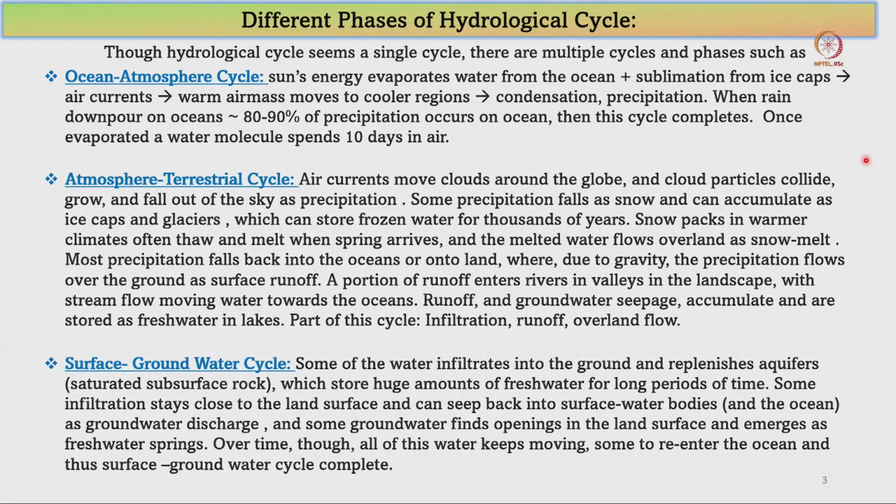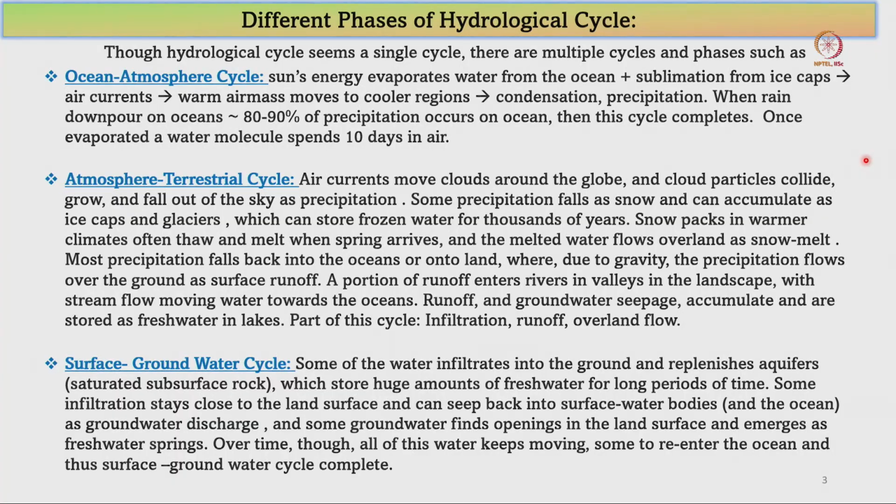These values of residence times are averaged values. It need not mean that if I fingerprint a particular molecule, I will see that it will return to the ocean after 10 days. It is an average value that we take for all our global calculations. So, this water going from the oceans to the atmosphere and from the atmosphere back to the oceans forms the ocean atmosphere cycle.